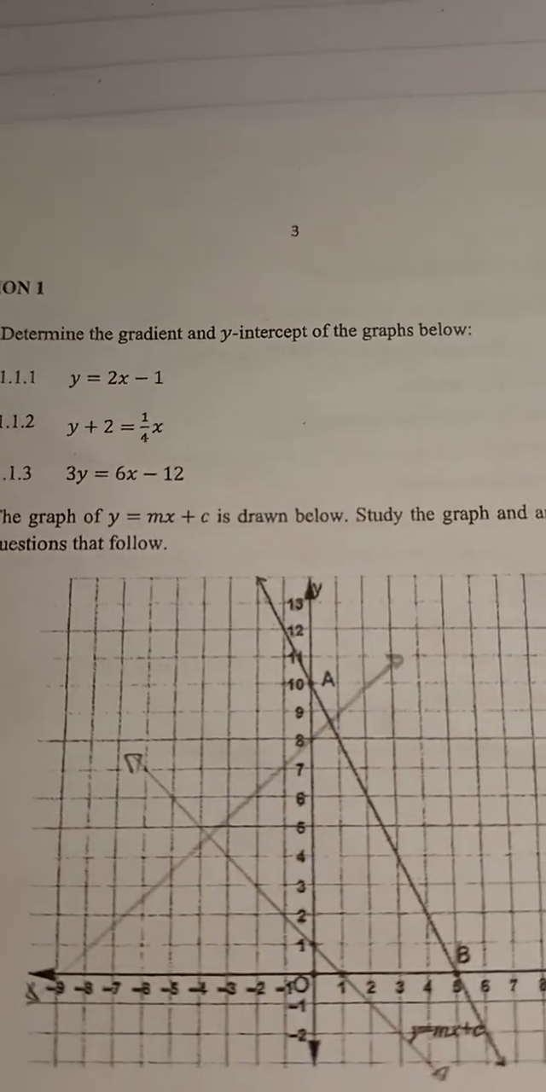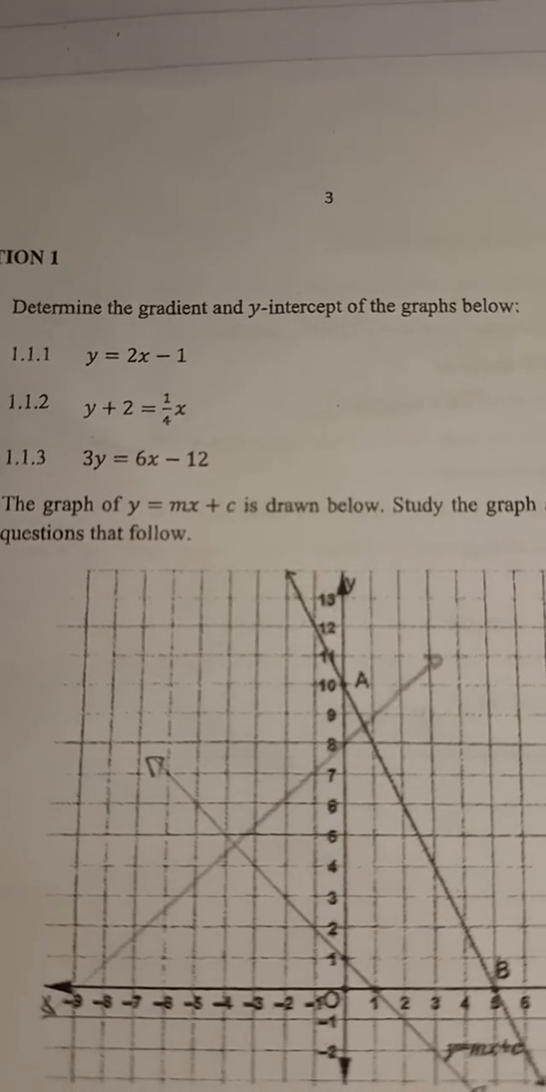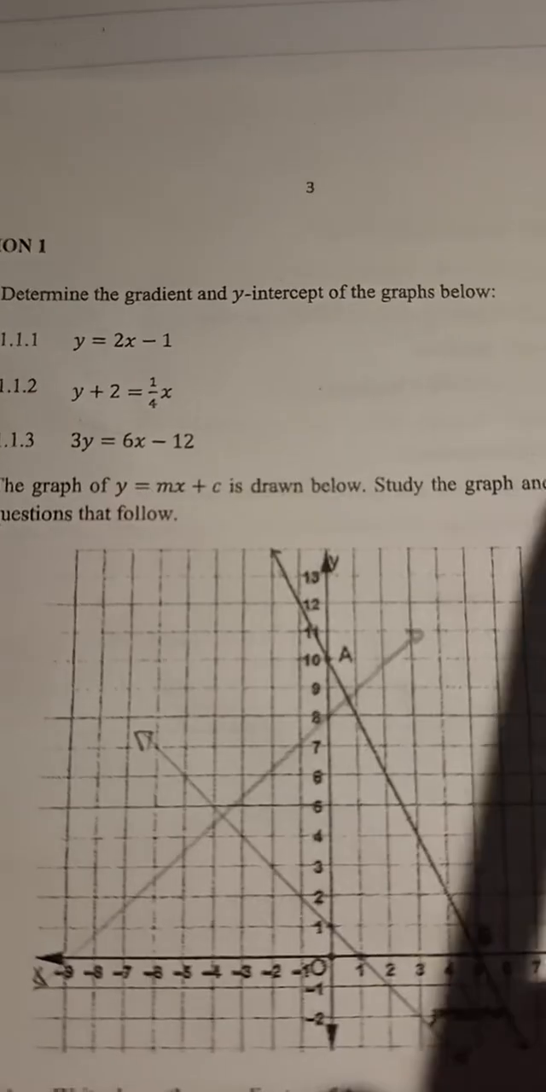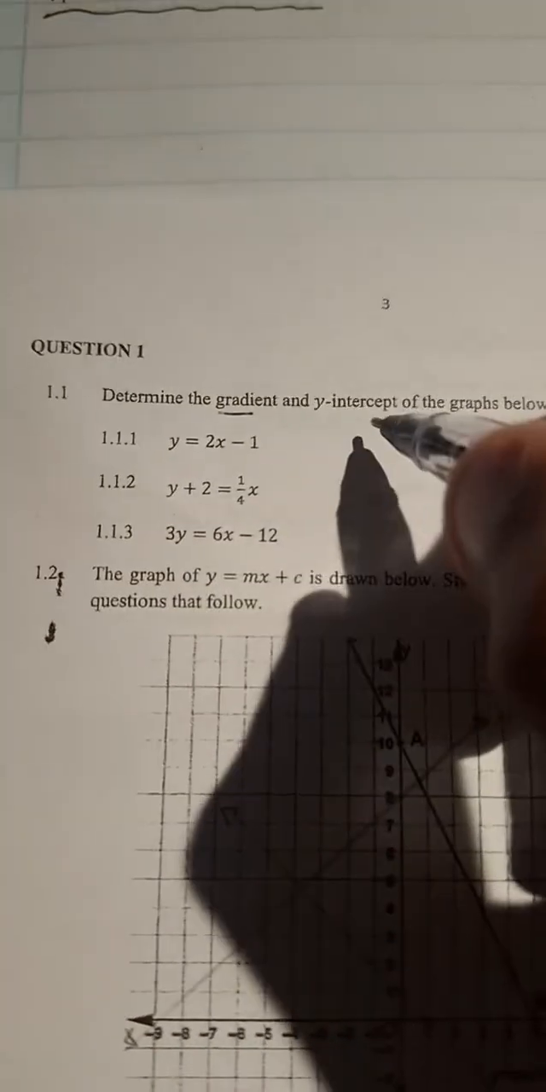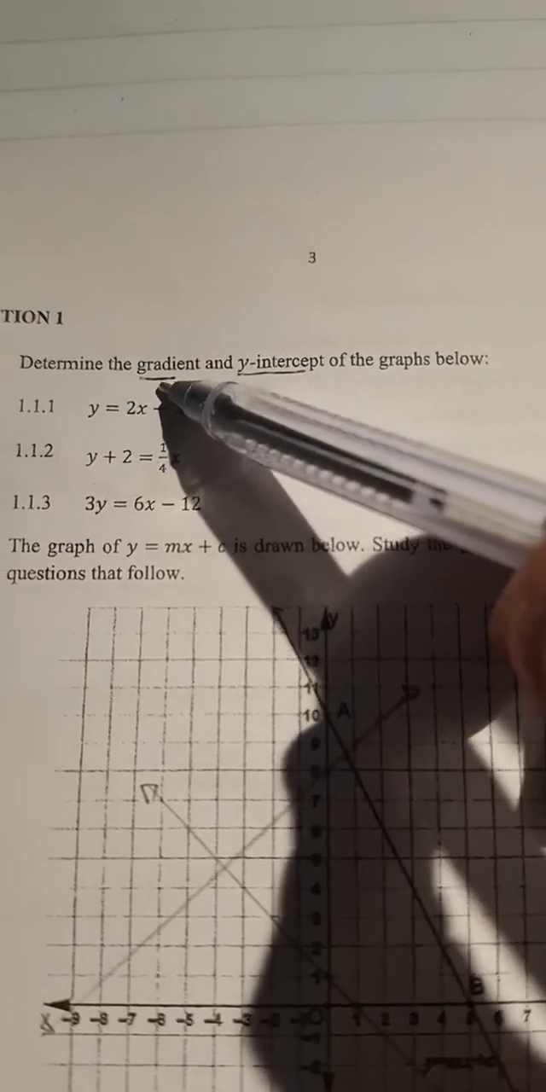Term 3, guys, has been linear functions, straight line graphs, and geometry. So I'm just going to look at these questions and answer them. The first question says determine the gradient and the y-intercept. Gradient means the measure of how steep a line is.